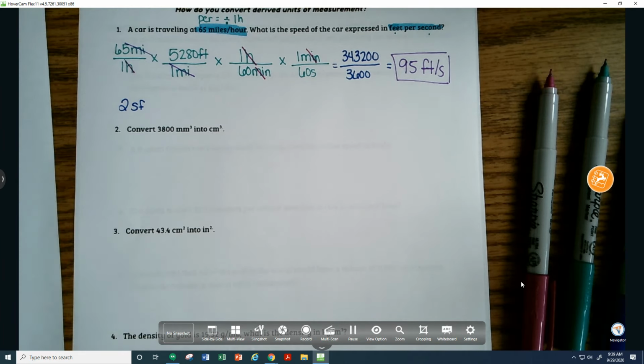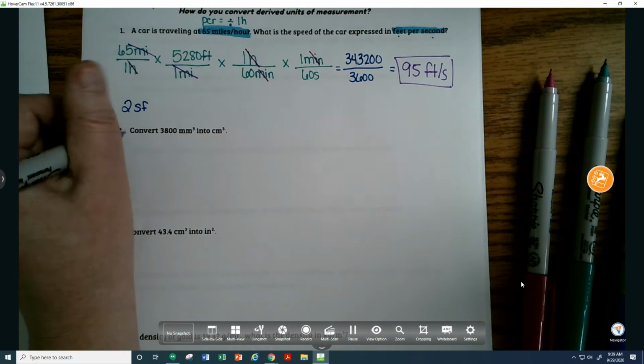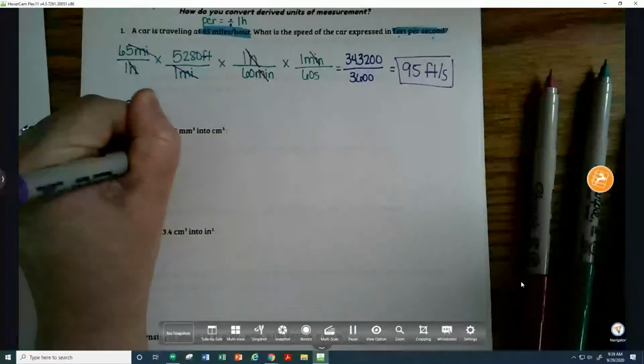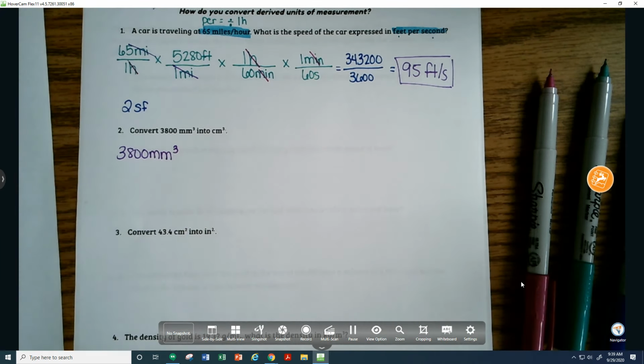So what we're going to do next is start with our given. So we have 3,800 cubic millimeters. This is a volume measurement. So again, you can't directly measure the volume. You can measure, say this is a cubic object, the length, width, and height, then use the volume formula to solve for that. That's what we mean by derived.